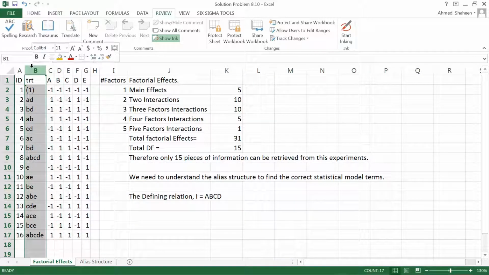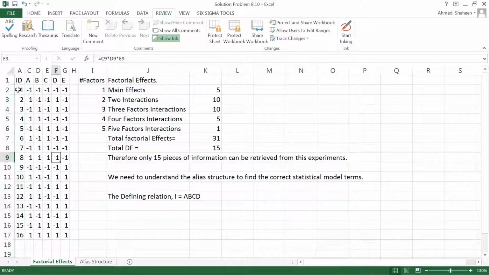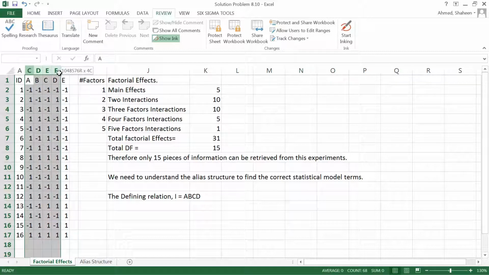It's not really necessary for this. I like to look at it, but it's not really necessary to solve this problem, so I'm going to hide that. I would like to keep the ID because it tells me how many experiments were run. So this is an exact copy of the data.